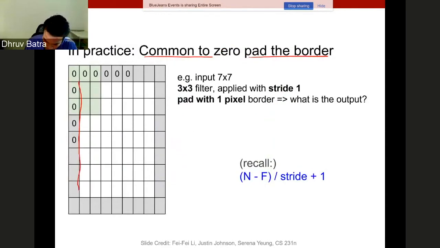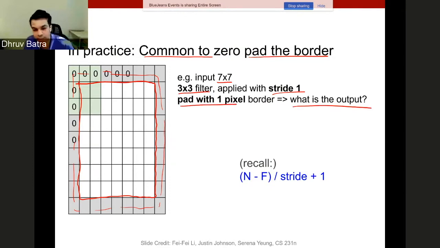Notice that this object right here that I'm drawing in red is your original image. It's shaded in white, and there is a zero padding of one pixel around equally around the corners. And so now let me ask you the question: a 3x3 filter was applied with stride 1. We padded the input with a 1 pixel border. What is the output size? Do people want to answer that in the chat?